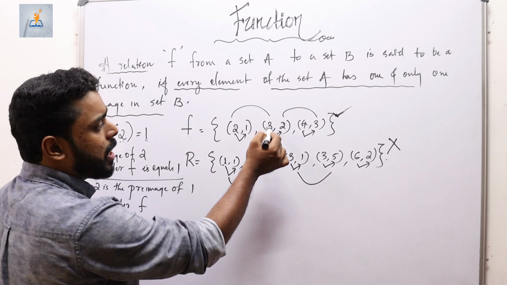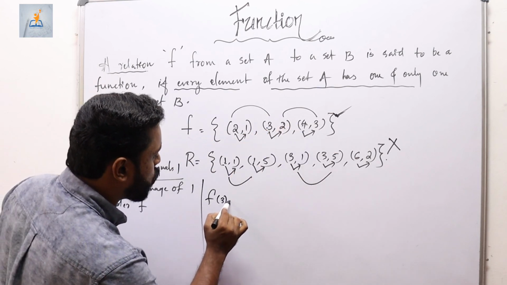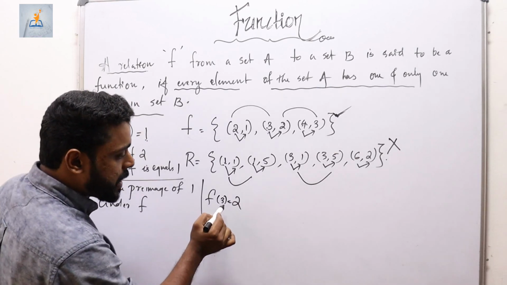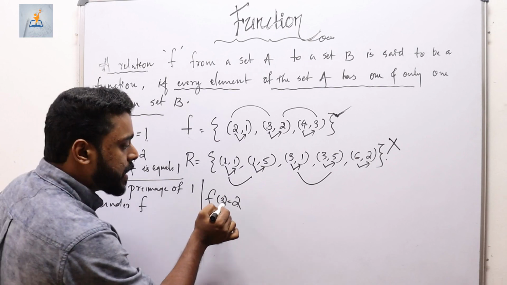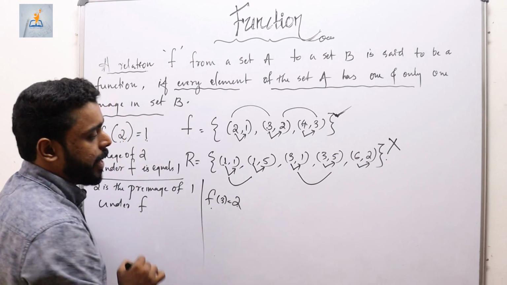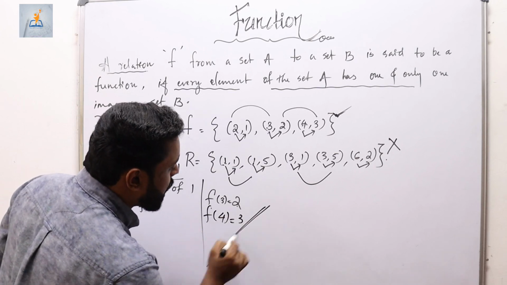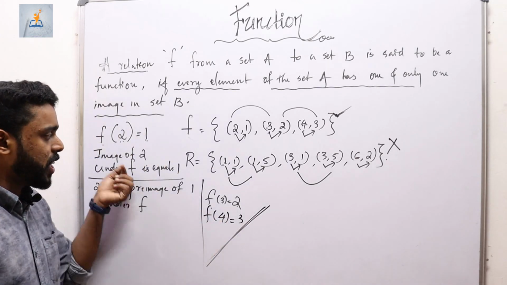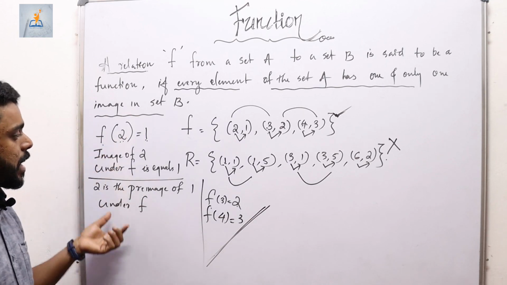Here clearly you can read it as f of 3 equal to 2. The second one is f of 3 is equal to 2, isn't it? Which means that the image of 3 under f is nothing but 2, or 3 is the pre-image of 2 under f. Similarly, f of 4 is equal to 3. So that is what we call a function, and we can say the image and pre-image just like this.